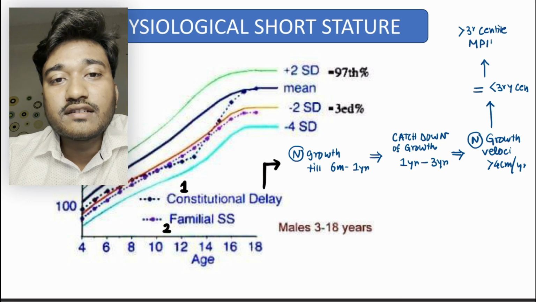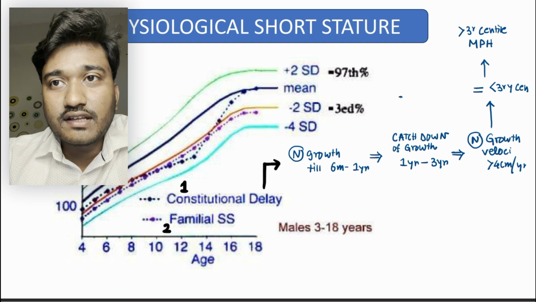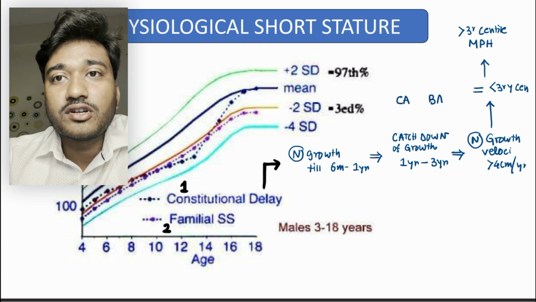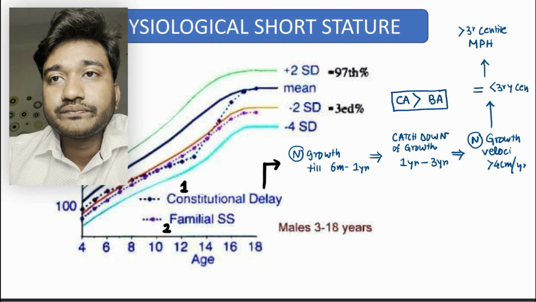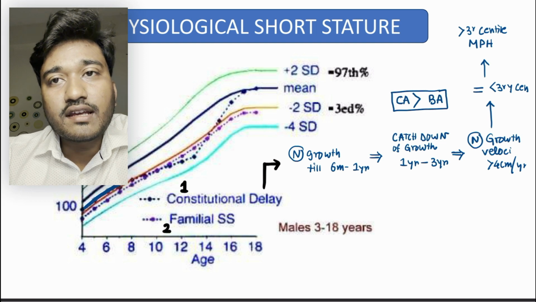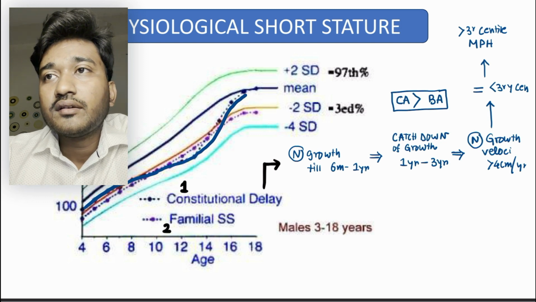So here there is delay, you can see that the chronological age is more and the bone age is less in case of constitutional delay of growth and puberty. This is the blue line, you can see, till 6 months to 1 year normal, then catch-down growth, then parallel to the third centile line but below it, and after that it reaches the mean parental height.